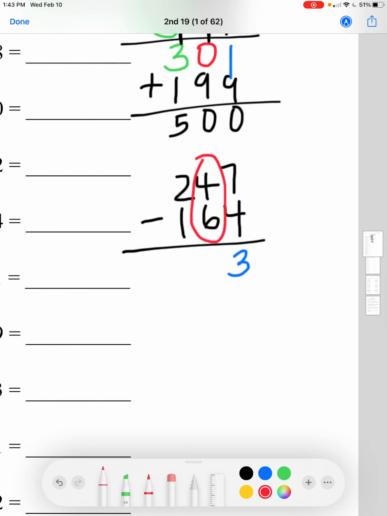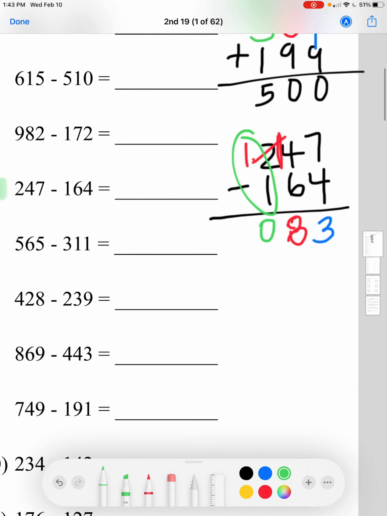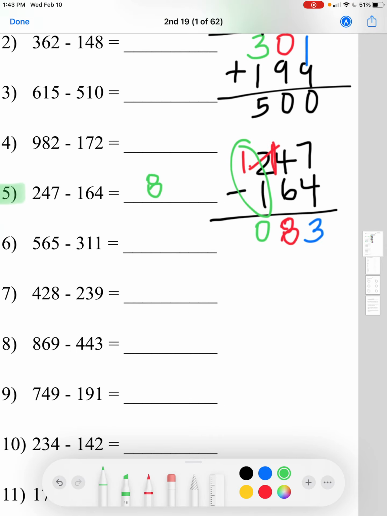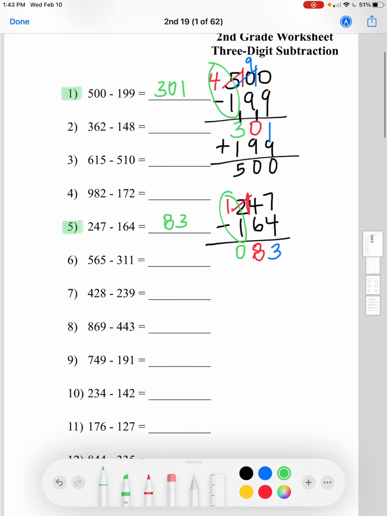In the tens place, we have 4 minus 6. Since we can't take away 6 from 4 because we don't have 6 things to take away, we'll have to regroup. So what we're doing is we're moving 100 into 10 tens. And that makes the 4 a 14. Now if we do 14 minus 6, you'll get 8. And then in the hundreds place, we have 1 minus 1, which equals 0. So the answer to this question is 83. So that's basically how you do 3-digit subtraction.